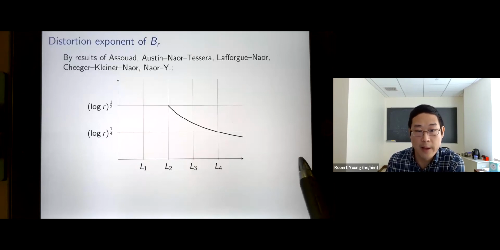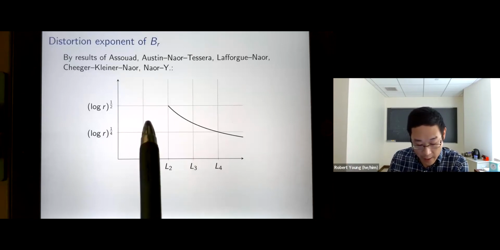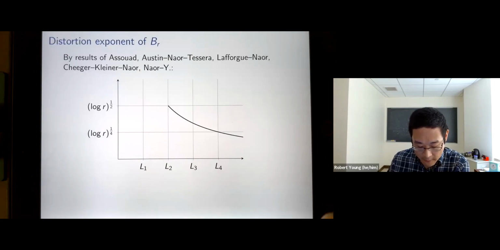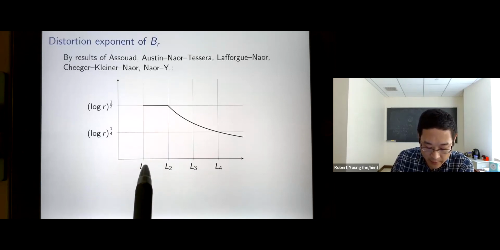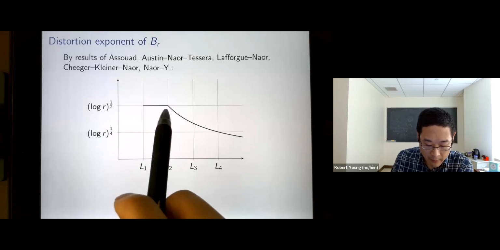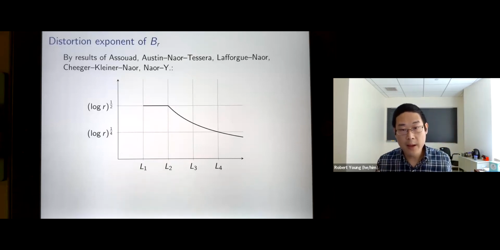We're getting better and better embeddings. Natural to ask, what happens when p is between 1 and 2? It turns out that the distortion actually plateaus. When p is greater than 1 and less than 2, the distortion is like root log r. And this is really a consequence of Dvoretsky's theorem.